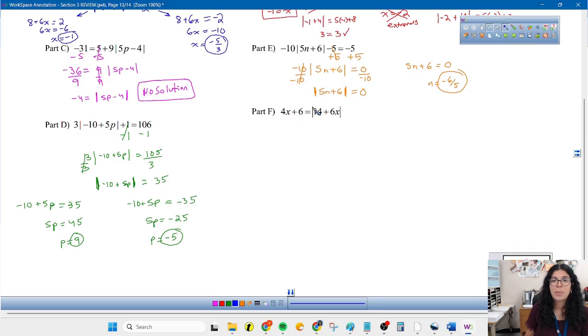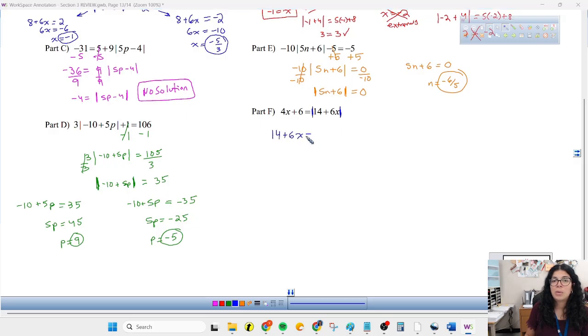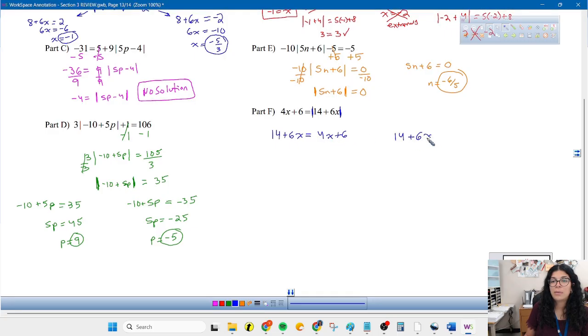All right, last example, part F. So here I have the absolute value already isolated. So I'm going to go ahead and set that equal to the positive 4x plus 6 and the negative 4x minus 6. On the left side, I can subtract 4x and subtract 14. So now we get 2x is equal to negative 8, and then divide by 2, x equals negative 4.